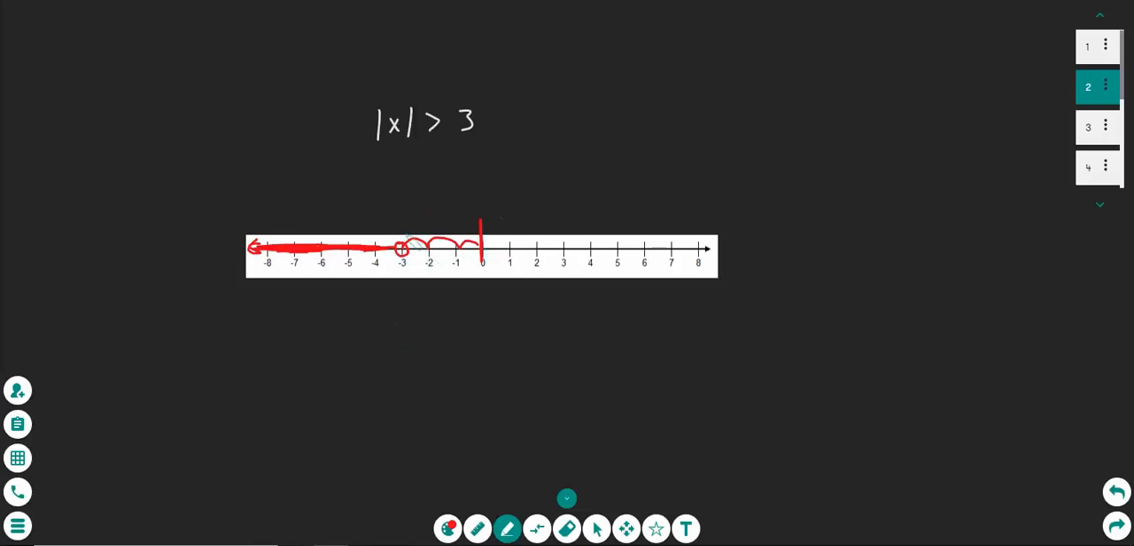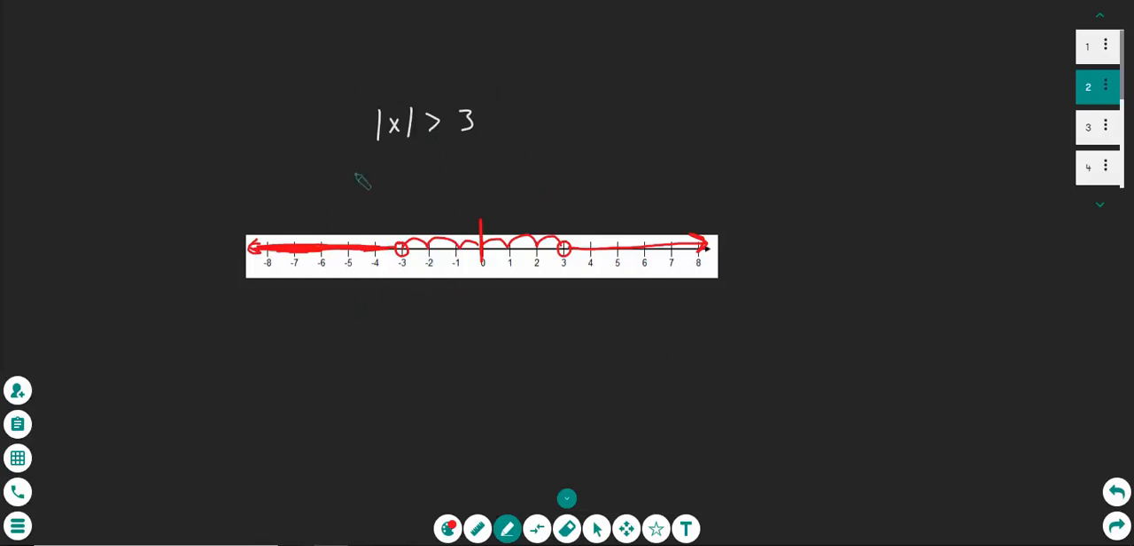Okay? But that's only half the story. The other half of the story is, well, we could go to this -3 over here. This is also 3 units away from 0. So I could say anything past this point would also satisfy the equation or the inequality, right?